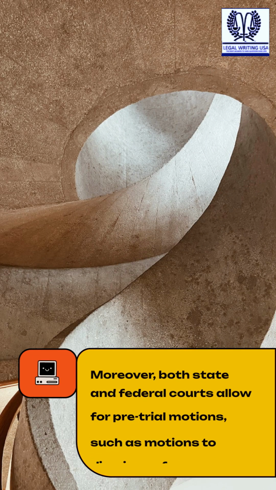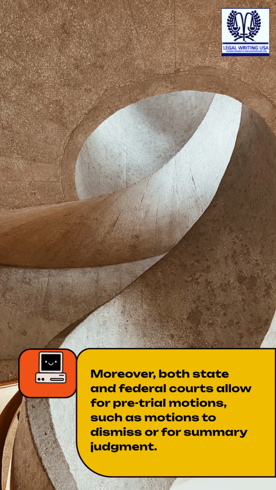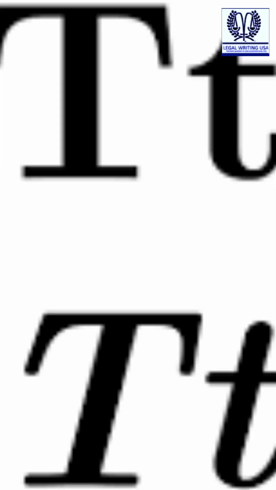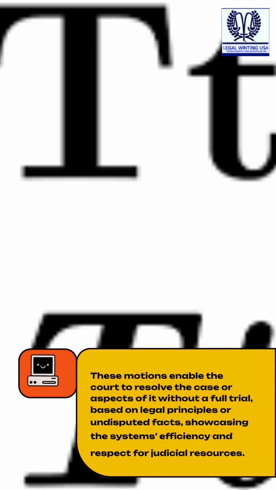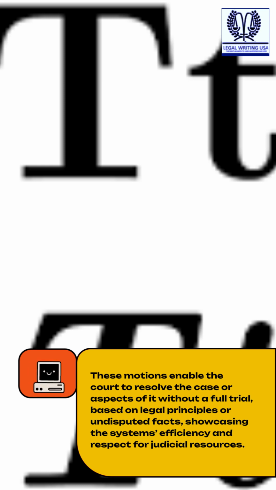Moreover, both state and federal courts allow for pre-trial motions, such as motions to dismiss or for summary judgment. These motions enable the court to resolve the case or aspects of it without a full trial, based on legal principles or undisputed facts, showcasing the system's efficiency and respect for judicial resources.